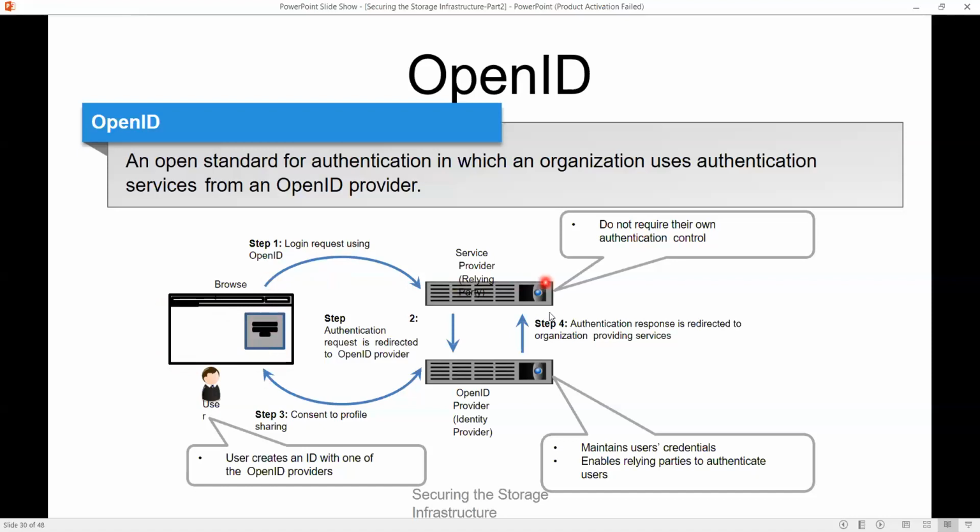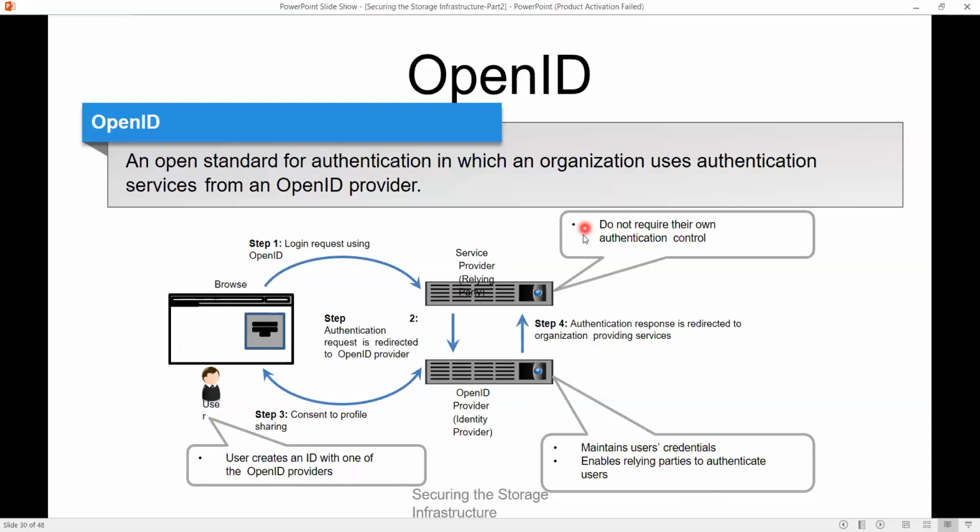So what will happen, that particular service provider who does not have its own authentication control has to first send the request to the OpenID provider, which is the identity provider for that particular website, right? Next, the authentication request is redirected to that. Then the consent to profile sharing is given to that particular user, which creates an ID with one of the OpenID providers, right? Once that is done, the authentication response is redirected to the organization providing services, meaning the abc.com website which that user is trying to access.